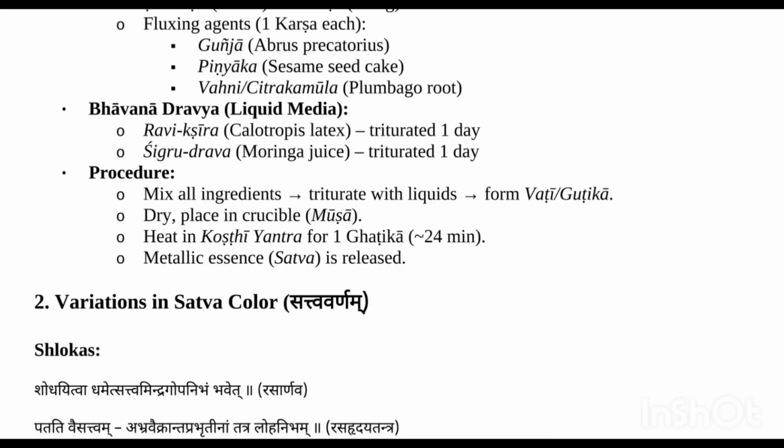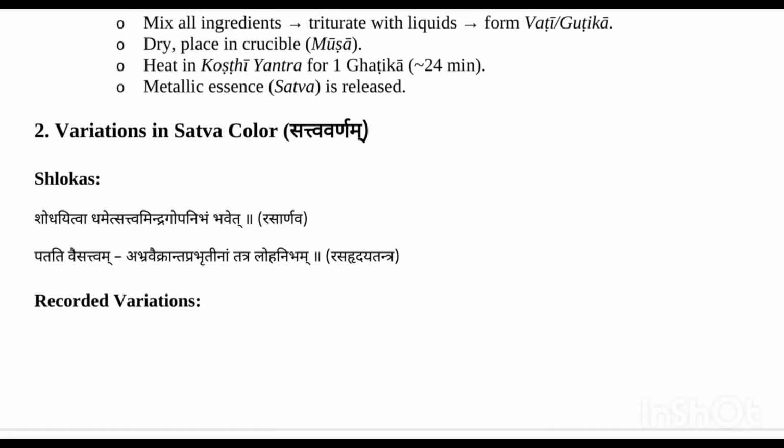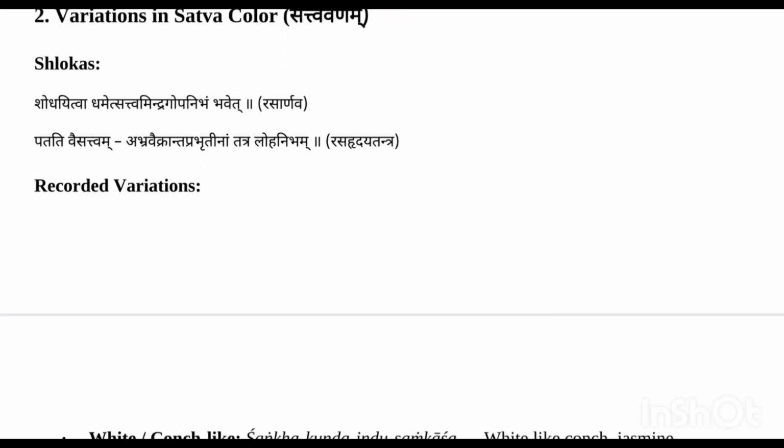Procedure detail is here. Mix all ingredients, triturate with liquids and form gutika. Dry, place in crucible. Then heat in koshti yantra for 1 ghatika, approximately 24 minutes, and the metallic essence is released. Here is one shloka for variation in sattva color.